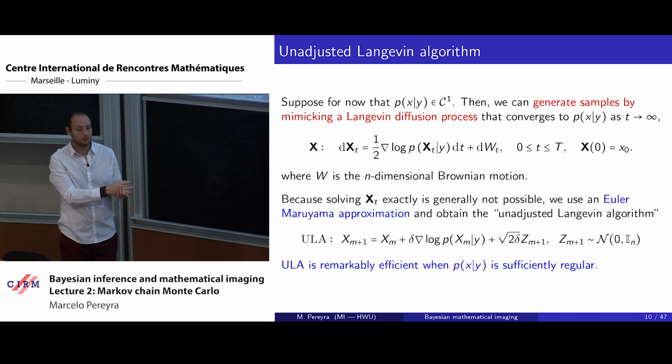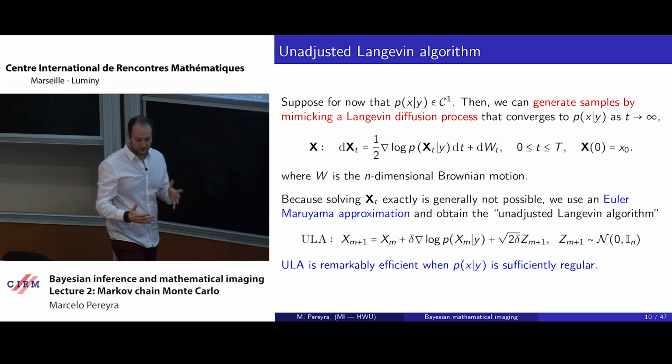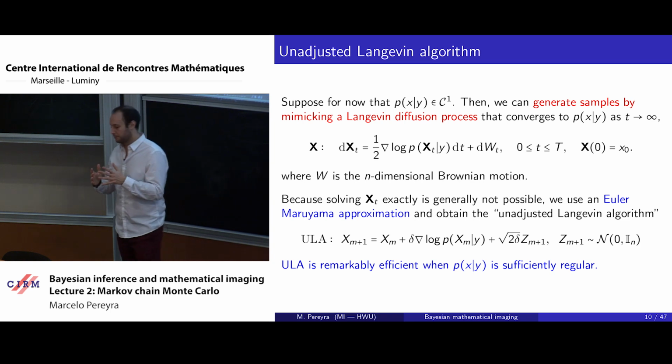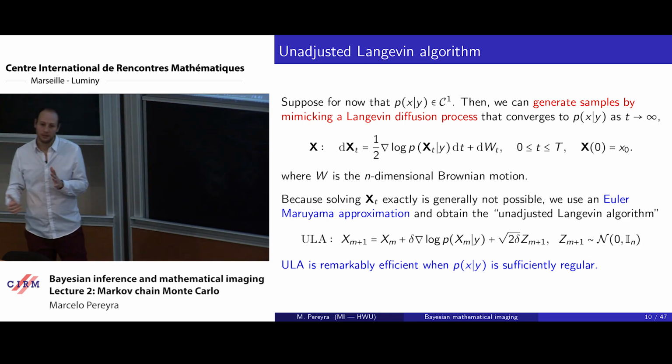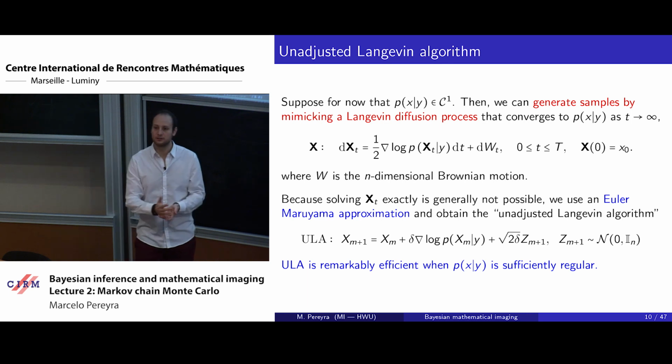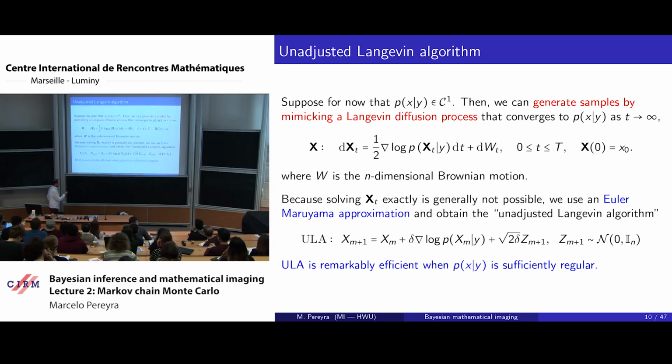It's more convenient for what comes, but essentially what you need to understand is that xt is a random variable, but it depends on time. It evolves in time, and as time goes on, its distribution changes, and this specific equation leads to a situation where xt, as t goes to infinity, converges to p of x given y. Now, all I have to do is solve xt, let t be large, then evaluate at different times t, and this will give me my samples.